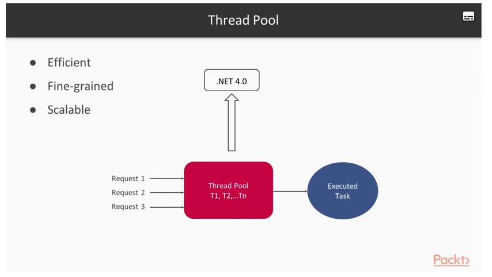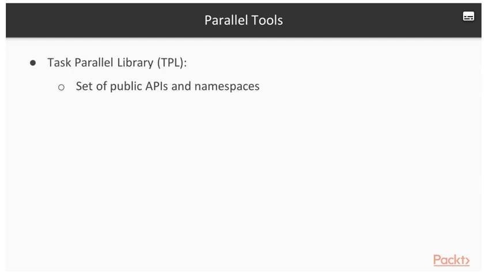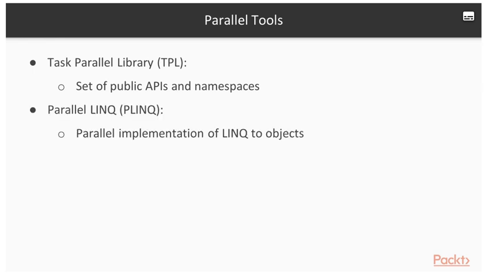You can write efficient, fine-grained, and scalable parallel code in a natural idiom without having to work directly with threads or the thread pool. Main components making part of modern parallel capabilities of .NET are TPL, or Task Parallel Library, which provides a set of public APIs and namespaces and has as a main purpose to make developers more productive by simplifying the process of adding parallelism and concurrency to applications.